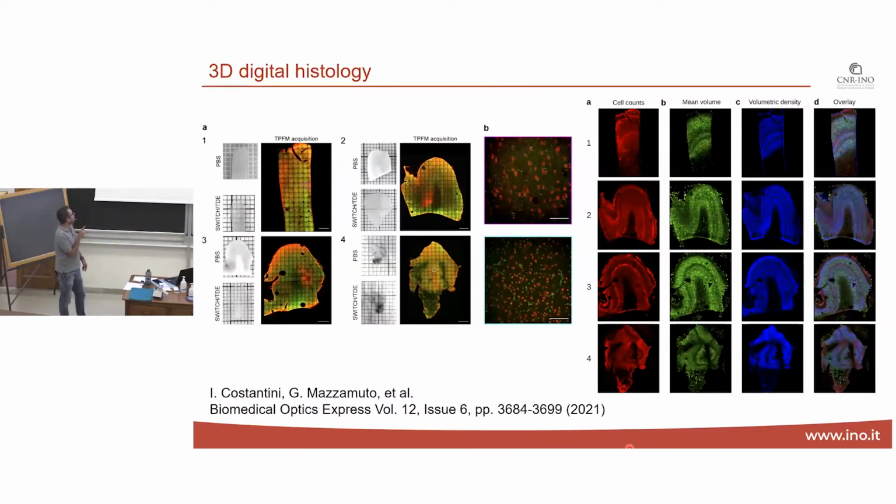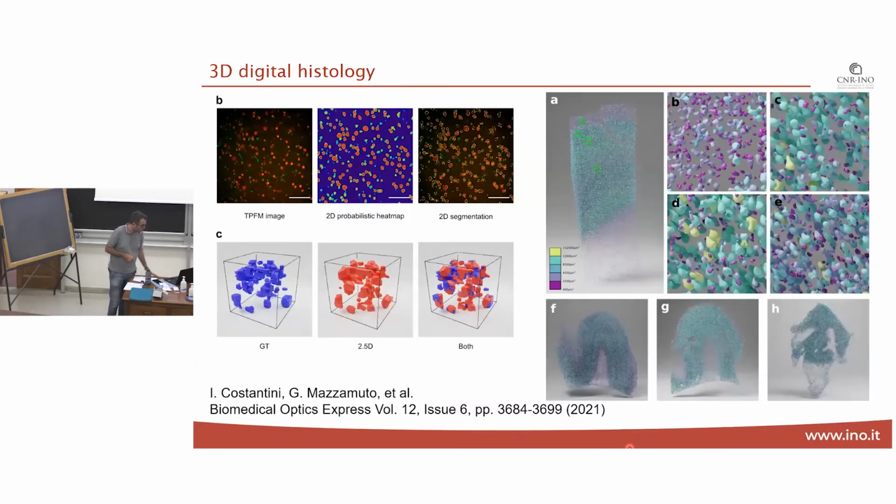This was actually part of a broader study where we did 4 samples. These 4 samples came from children, from the Children's Hospital here in Florence. And we did this cell counting. For example, we can plot the cell counts, we can plot the mean volume. And you see that we can see some layers here. These are actually the layers of the cortex, because you see here, there are some layers.